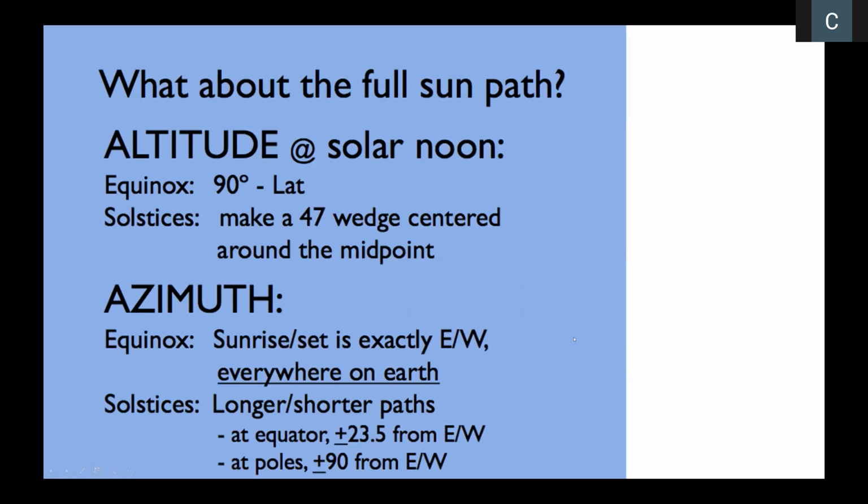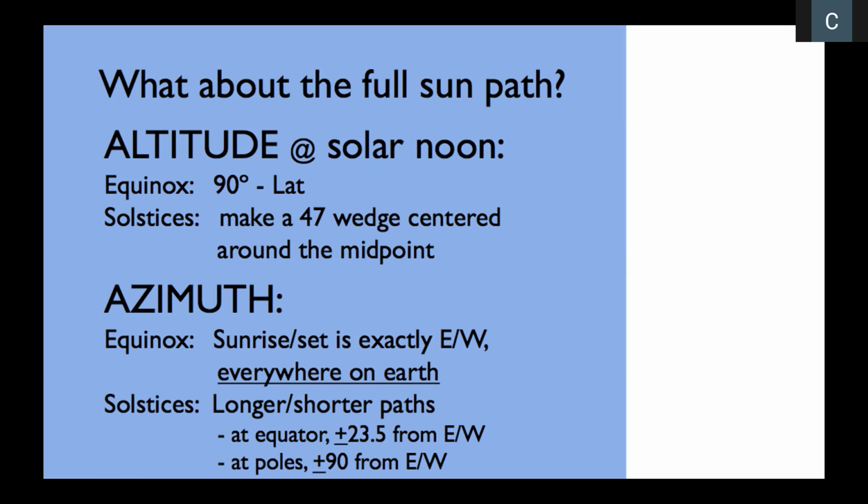What about the full sun path? On the equinoxes, the declination is 0. So that equation that we just saw, where the altitude is equal to 90 degrees minus the latitude plus the declination, suddenly simply becomes 90 minus latitude plus 0. So at the equinox, if you know your latitude, you can very rapidly know what the solar altitude will be at solar noon, when the sun is facing directly due south, or if you're in the southern hemisphere, directly due north. For the azimuth, on the equinox, the sun rises exactly in the east and sets exactly in the west, everywhere on Earth.